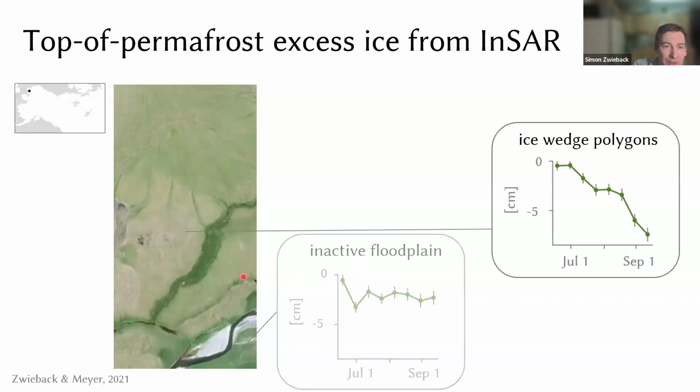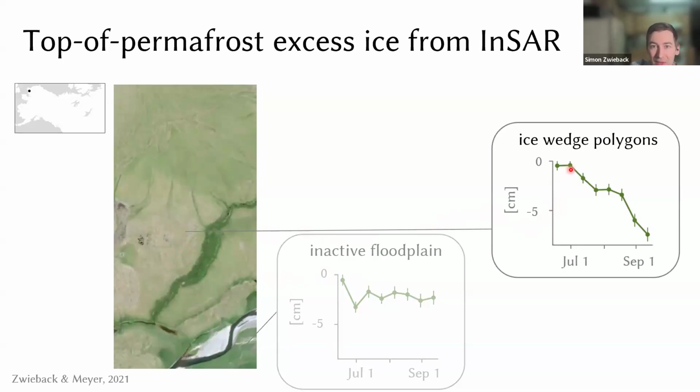Let's look at another location. And this location here, if you squint, you can see that it's surrounded by regularly patterned features of the landscape. And these are actually ice wedge polygons. So just from image interpretation, we can already tell that this should be a location that has a lot of ice in the permafrost. And that is also what InSAR tells us.